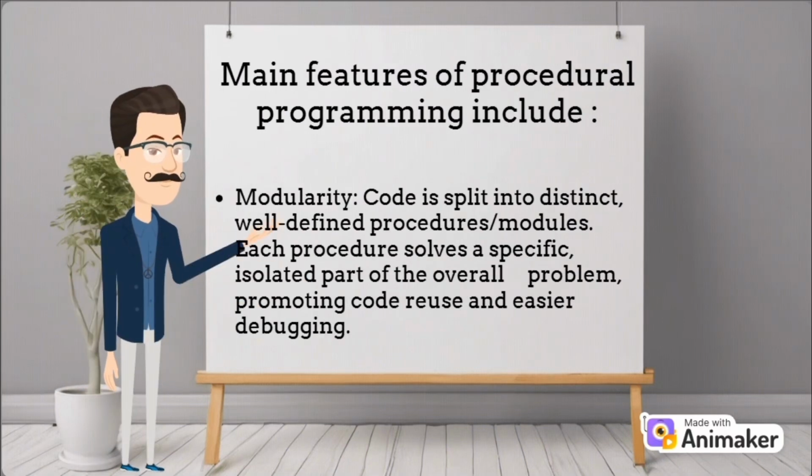Main features of procedural programming include: 1. Modularity. Code is split into distinct, well-defined procedures, modules. Each procedure solves a specific, isolated part of the overall problem, promoting code reuse and easier debugging.